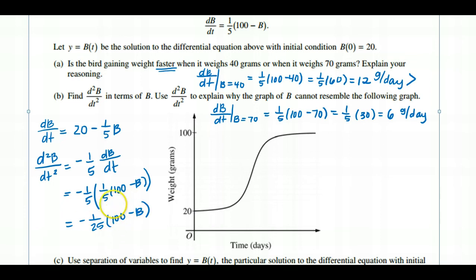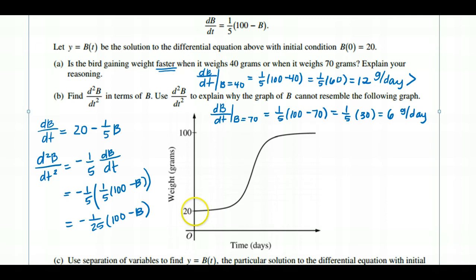If the second derivative of a function is negative, then the original function is concave down. Well, let's take a look at this. Here, the baby bird's weight has to be greater than 20 because the very first time we measured it, the baby bird's weight was 20 grams. So if I start to plug in 20 for this b, 100 minus 20 is going to give me a positive quantity, but times a negative will give me a negative. So for this entire graph, I know that the second derivative has to be negative. Well, if the second derivative is negative, the original function must be concave down.